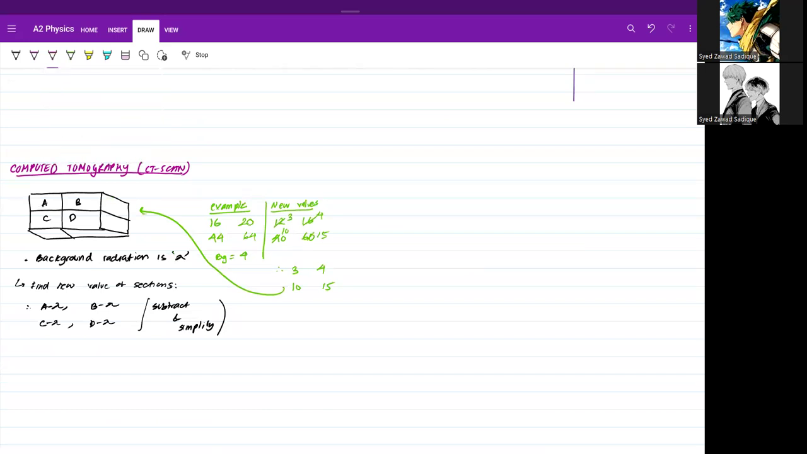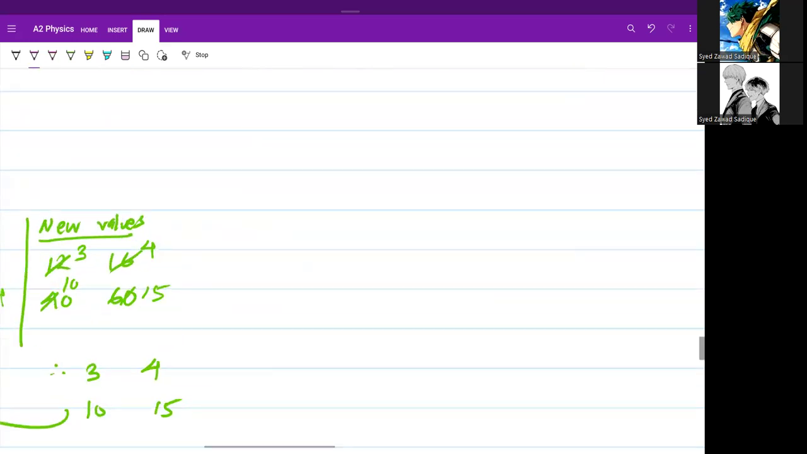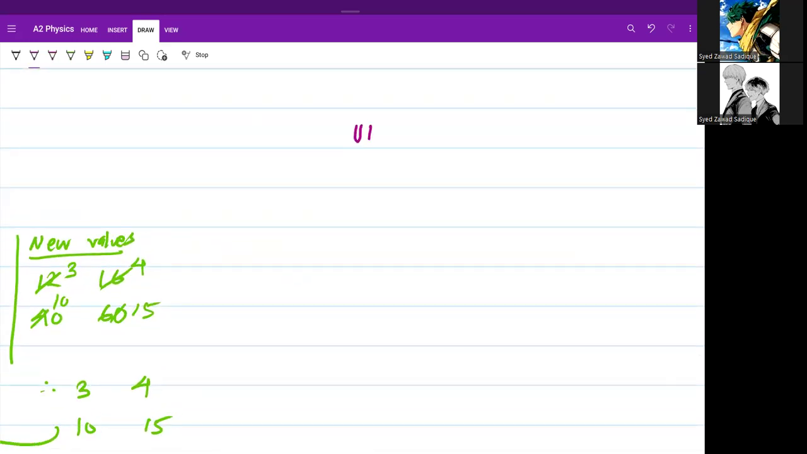Okay, so CT scan. Sorry, not CT scan, ultrasound. What's wrong with me today? Right, ultrasound.